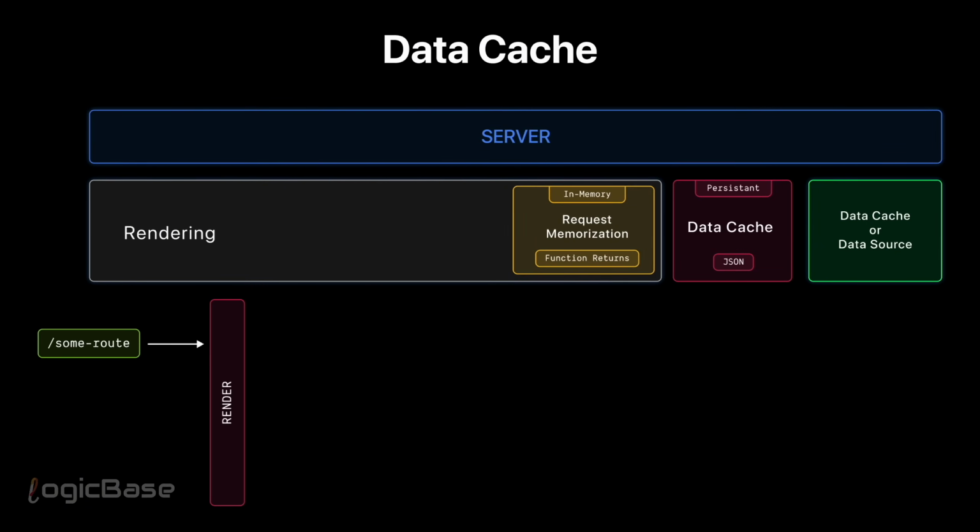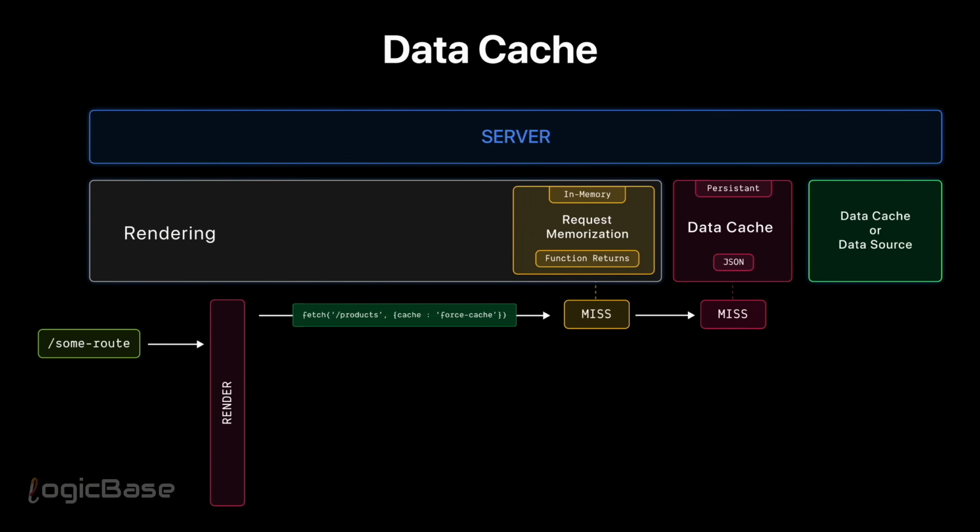This triggers the rendering phase. And during this phase, someone hits a URL. If that fetch request is set to force cache, here's what happens. First, it hits the request memoization layer. Since it's the first request, it's a miss because this is an in-memory layer. Then it tries the data cache layer. Again, it's a miss since there's no cache data yet.